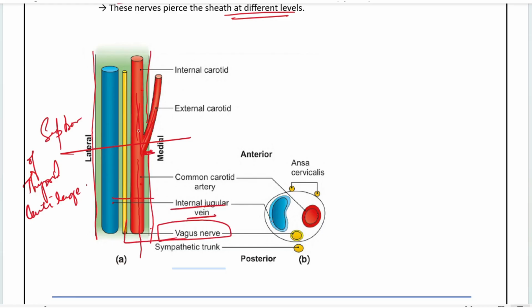In between the internal jugular vein and the common carotid or the internal carotid artery, we have the vagus nerve. Then you can also draw a cross section as we see here. This is your internal jugular vein. This is your common carotid, your internal carotid artery. This is your vagus nerve. Then you have the sympathetic trunk present here and also the ansa cervicalis just outside the sheath. So this covers your 5 marker on the carotid sheath and its contents.